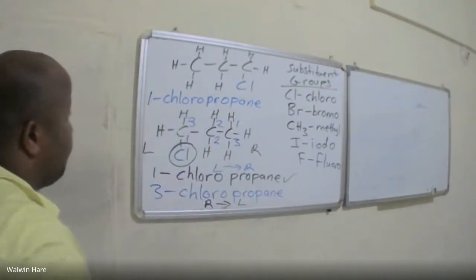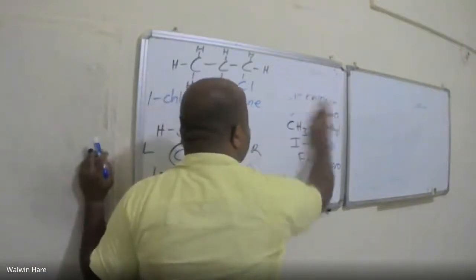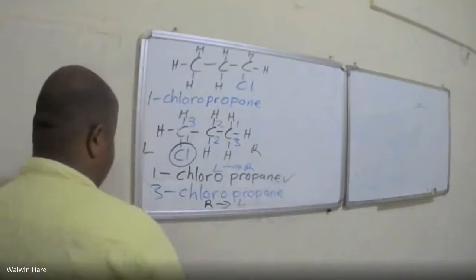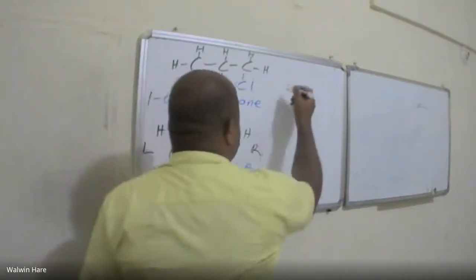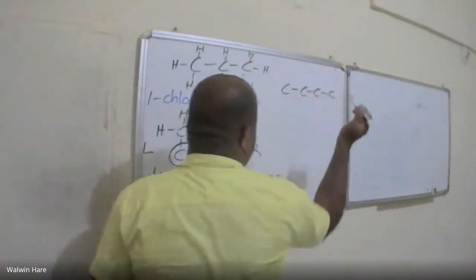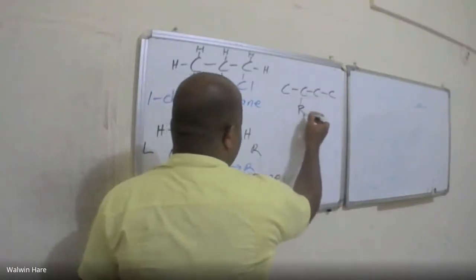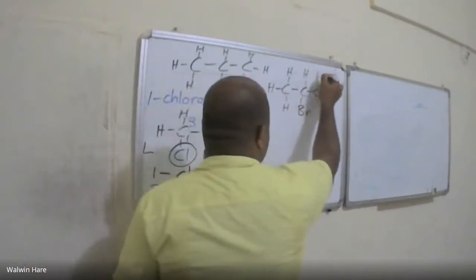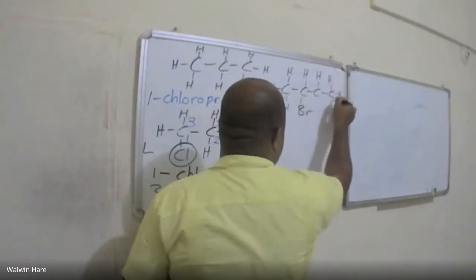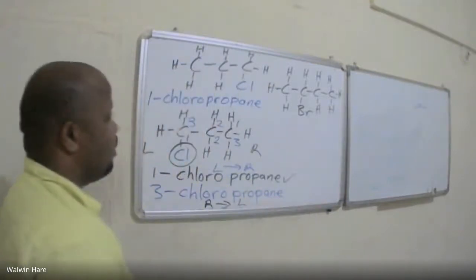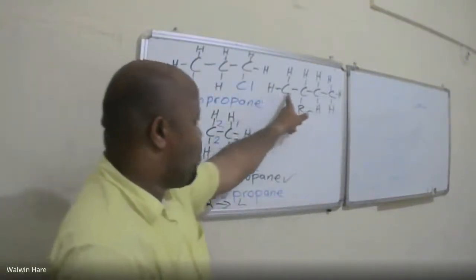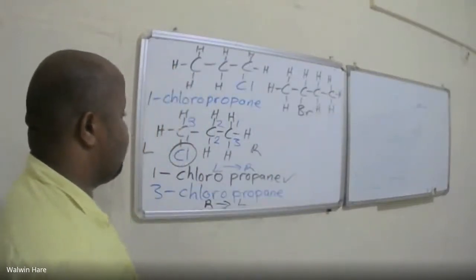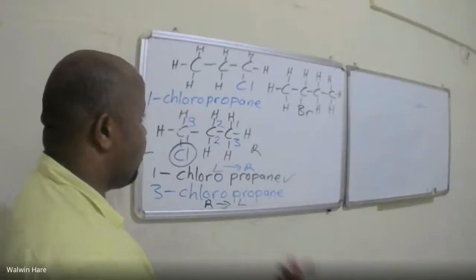Let's try the next one. I'm going to draw it over here. Alright, so again, the first thing you should do, look how many carbon atoms you have present. So how many carbon atoms are present? Four. And if it's four, what is the name of the alkane? Butane. Alright, that is correct.